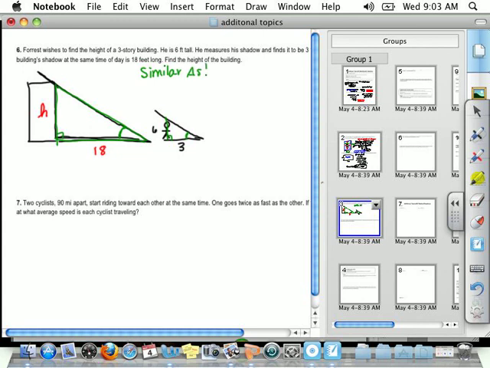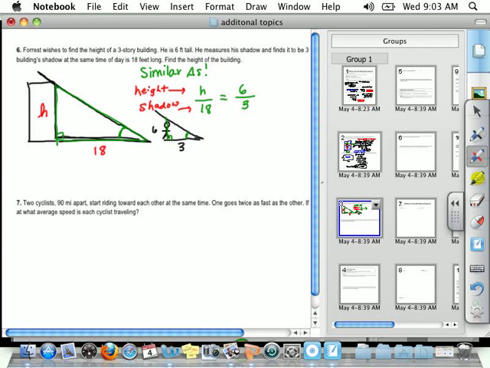Okay, so I'm going to have the height of the building divided by its shadow equals the height of Forrest divided by his shadow. Now you can set up proportions lots of different ways, just as long as you're consistent. So if you're doing big triangle over little triangle equals big triangle over little triangle, make sure you're always going in the same order.